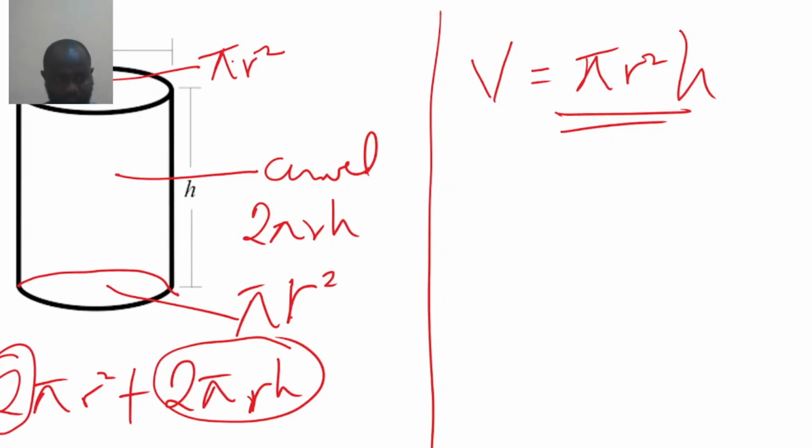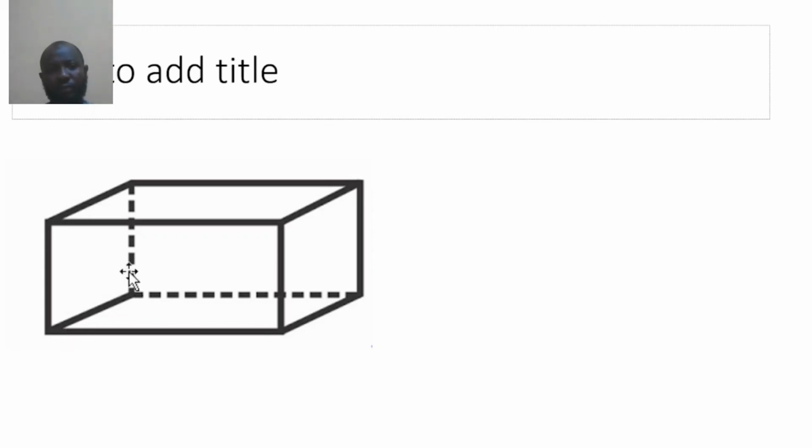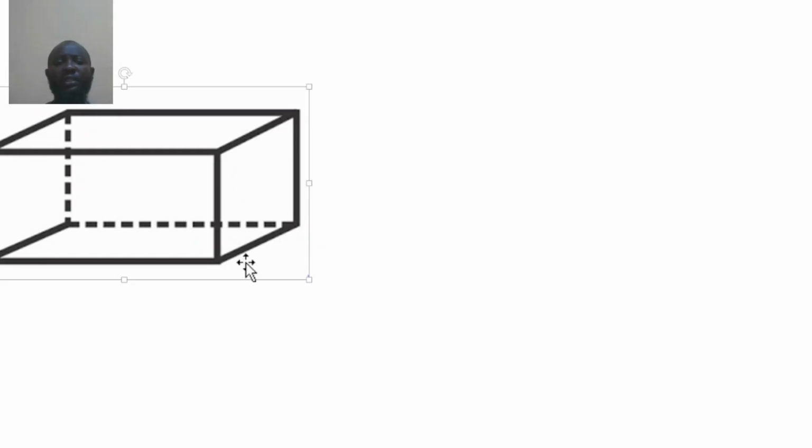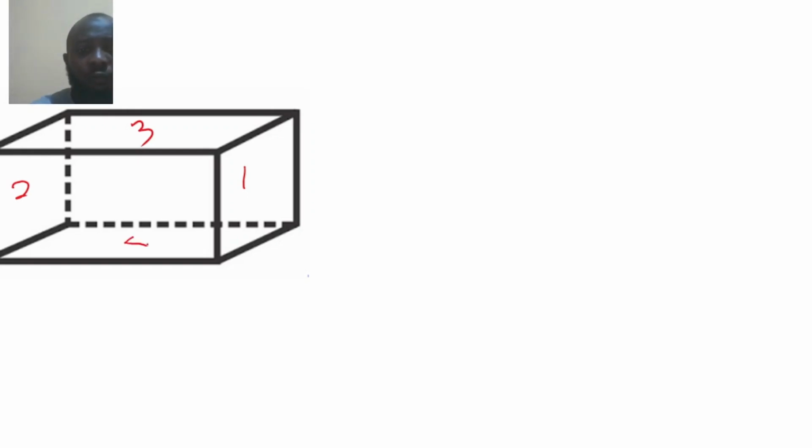For the cuboid, this is a cuboid. We want to calculate the surface area of this cuboid now. One thing you're going to notice here is that this is 1, this is 2. They are the same thing. The one at the top here, 3. The one at the bottom here, 4. The one beside here, 5. The one beside here, 6. So it has 6 faces. So 1 and 2 are the same.